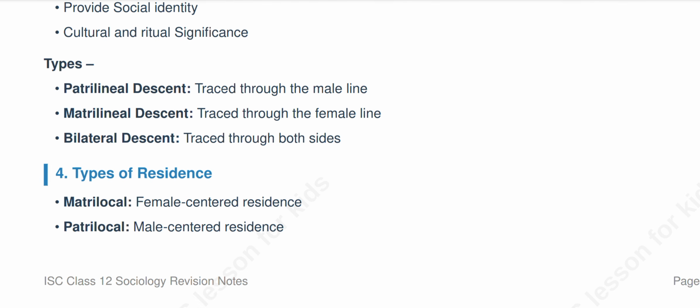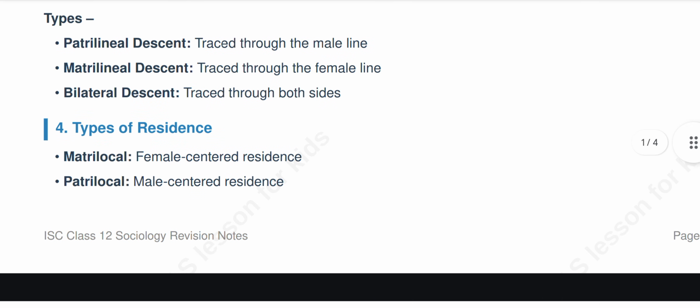But in India, there are mostly patriarchal societies, so the first type is followed the most. But in the southern side, for example Tamil Nadu, Kerala, and a bit in Andhra Pradesh, you can see the second type too. Now let's move on to the types of residence.